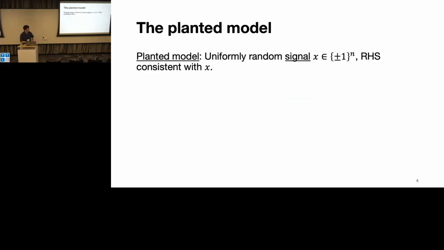Okay. Another model for generating right-hand sides is what we'll call the planted model. In this model, instead of just sampling the right-hand sides, I first sample a signal, which is a plus minus 1 assignment to the variables or the vertices, and then I'm going to pick right-hand sides that are consistent with this planted signal that I found.